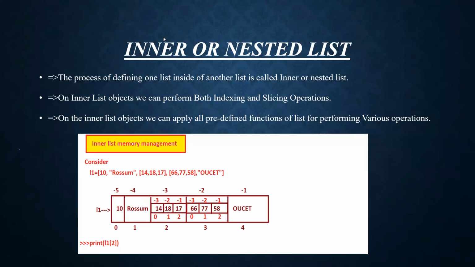Okay, so what is this? Inner or nested list. The process of defining one list inside of another list is called an inner list. On an inner list object we can perform both indexing and slicing. On the inner list object we can apply all predefined functions of list for performing various operations. Got it?